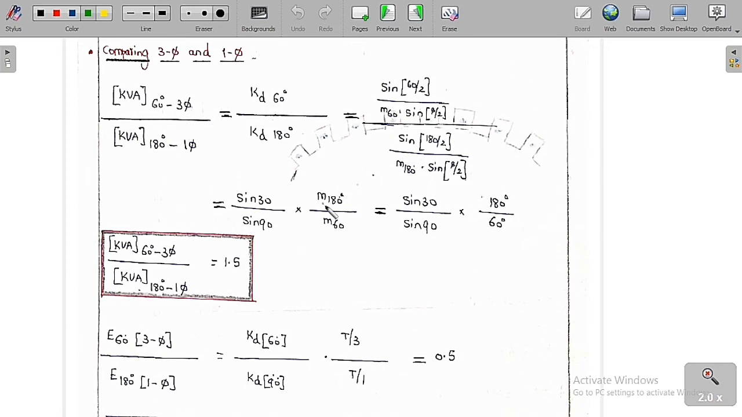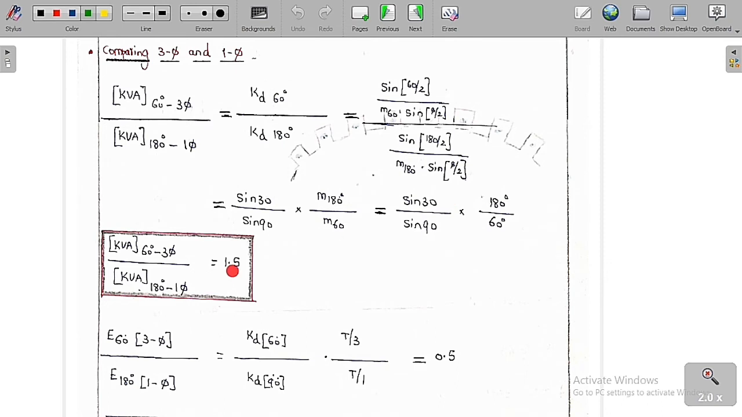M means the m value for 180 degree phase spread divided by the m value for 60 degree phase spread. One important point: we take the ratio of the corresponding phase splits, which is 180 by 60. So, sine of 30 by sine of 90, into 180 by 60. If you simplify this, we get 1.15.